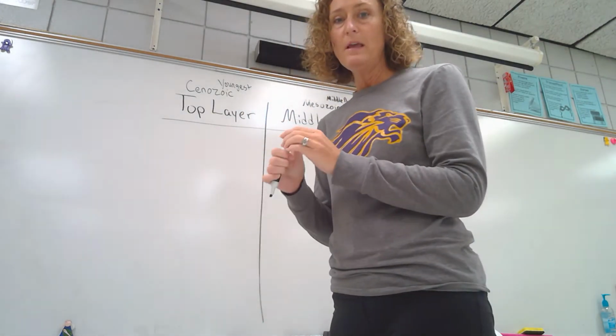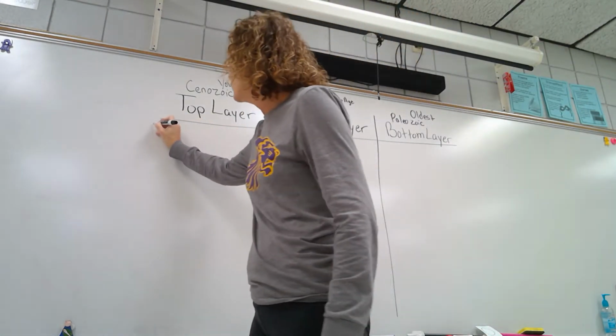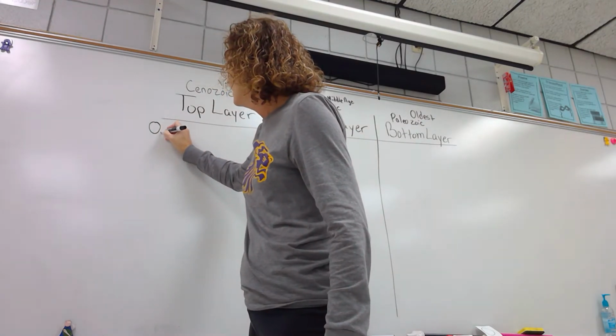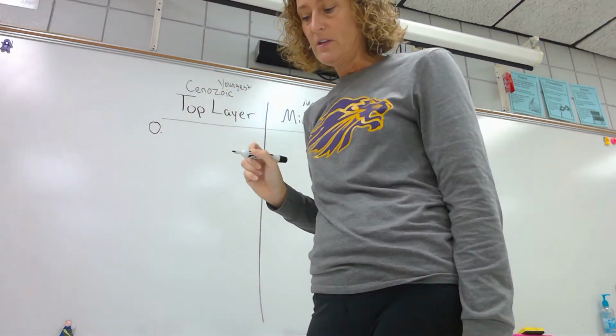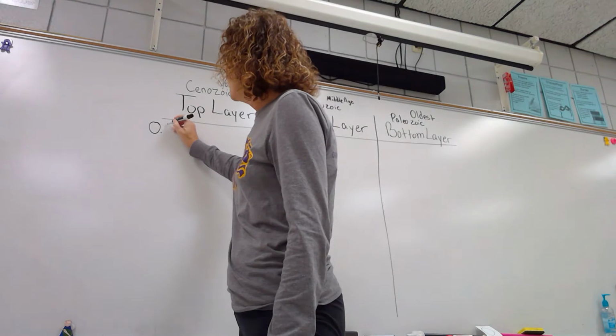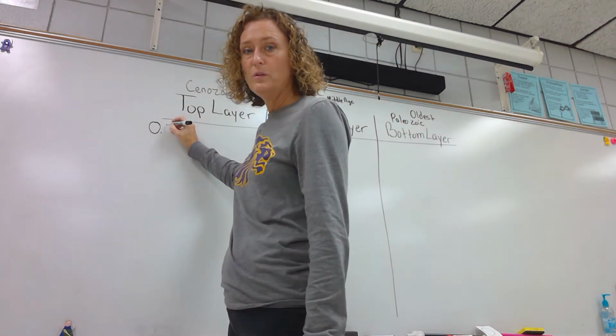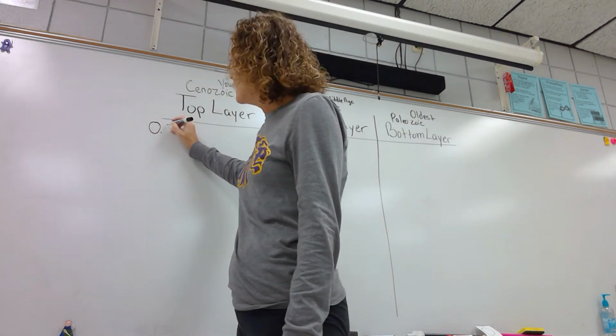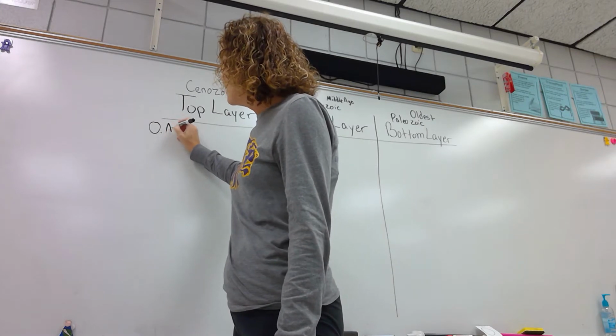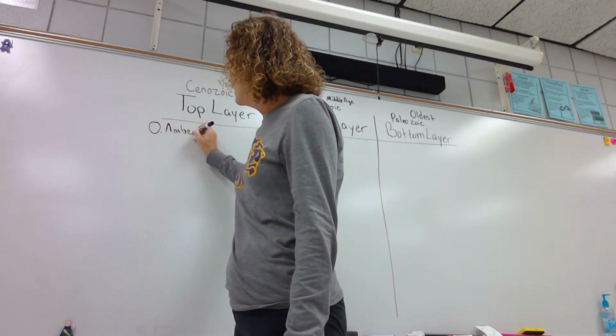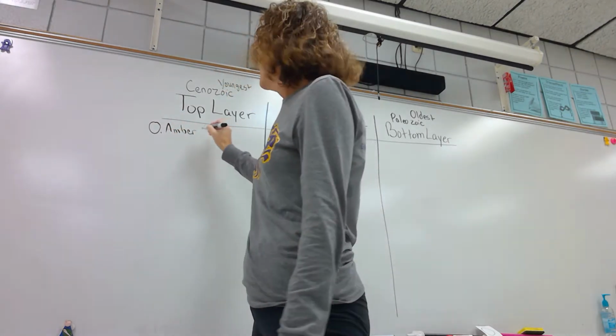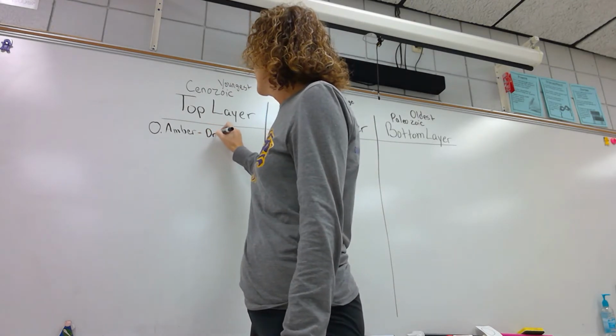So on my top layer in the Cenozoic period, I'm going to go fossil O. I don't have to write fossil, I just have it as O. And this is going to give me clues about what our ecosystem was like. We're going to put amber, because we know what type of fossil it is, and we're going to write dash dragonfly.